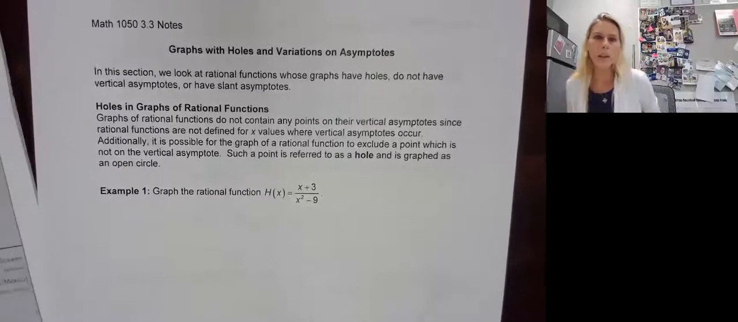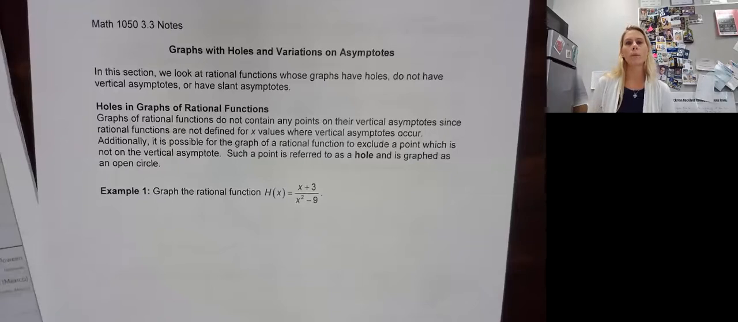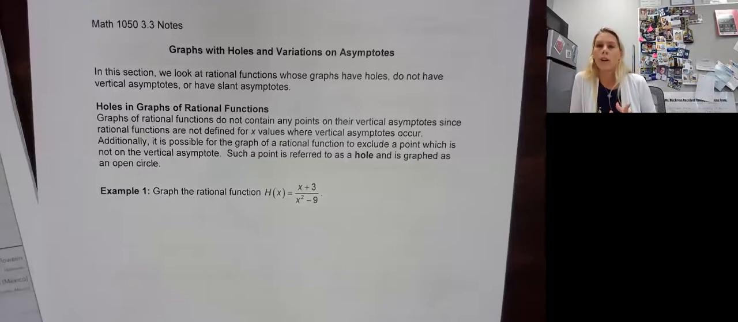All right, everybody, we're going to do 3.3 graphs with holes and variations of asymptotes. So in this section, we look at rational functions whose graphs have holes, do not have a vertical asymptote, or have a slanted asymptote. Okay, so holes and graphs of rationals, where did those come from?